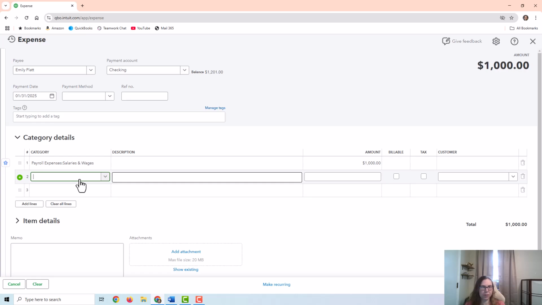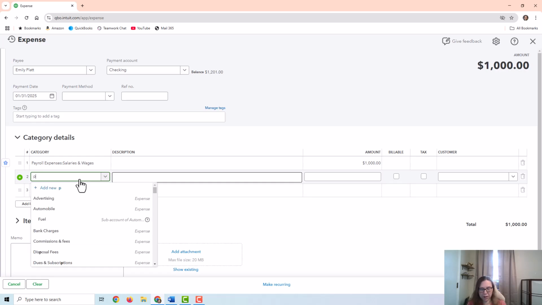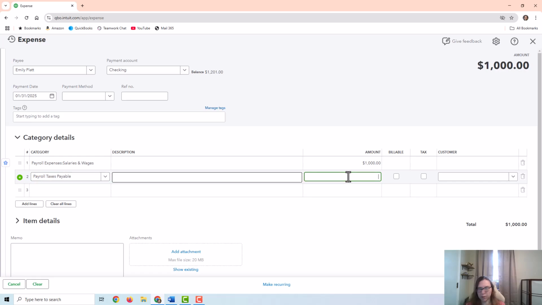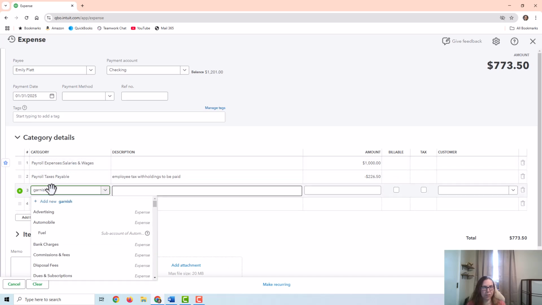And then that employee is going to have some withholdings, and that's going to be subtracted. And I'm going to go ahead and put that under payroll taxes payable. And this is actually going to be a negative number because it is being subtracted from the gross. So this is going to show that these are employee tax withholdings to be paid. And then of course there's the garnishment payable.